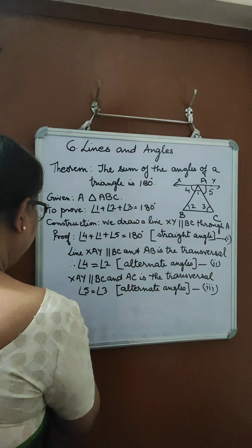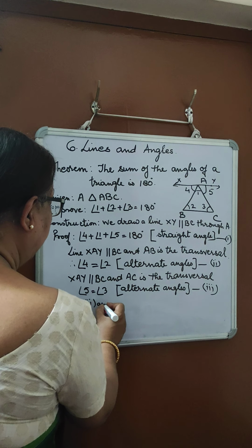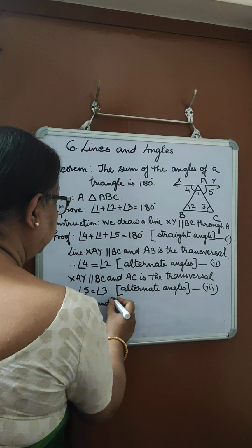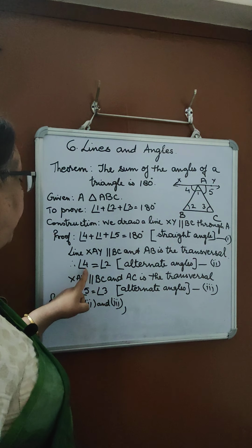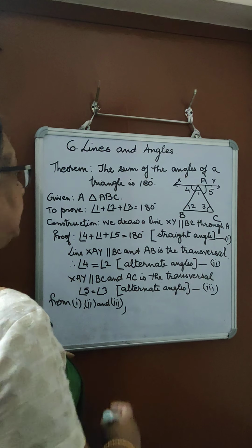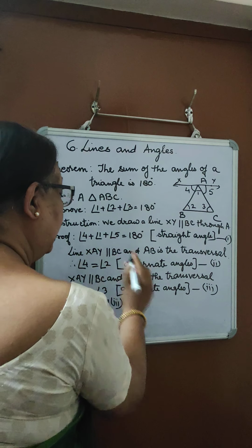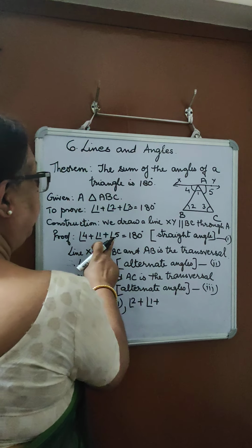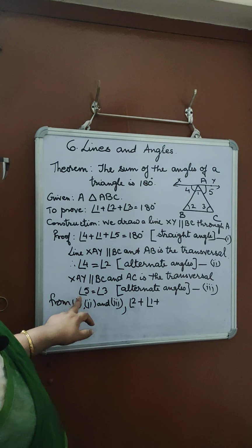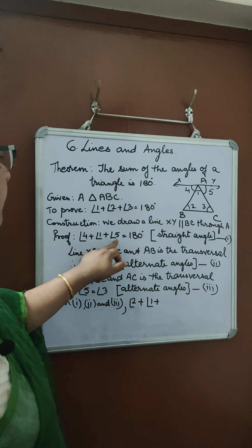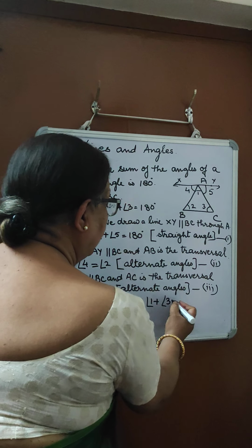So from equations 1, 2 and 3, now what can we write? Instead of angle 4 we can write angle 2. So here instead of 4, angle 2 plus angle 1 as it is plus angle 5. What is 5? 5 is equal to 3. Isn't it? This angle 5 is equal to angle 3. So here in place of 5 we can write 3, is equal to 180 degrees.